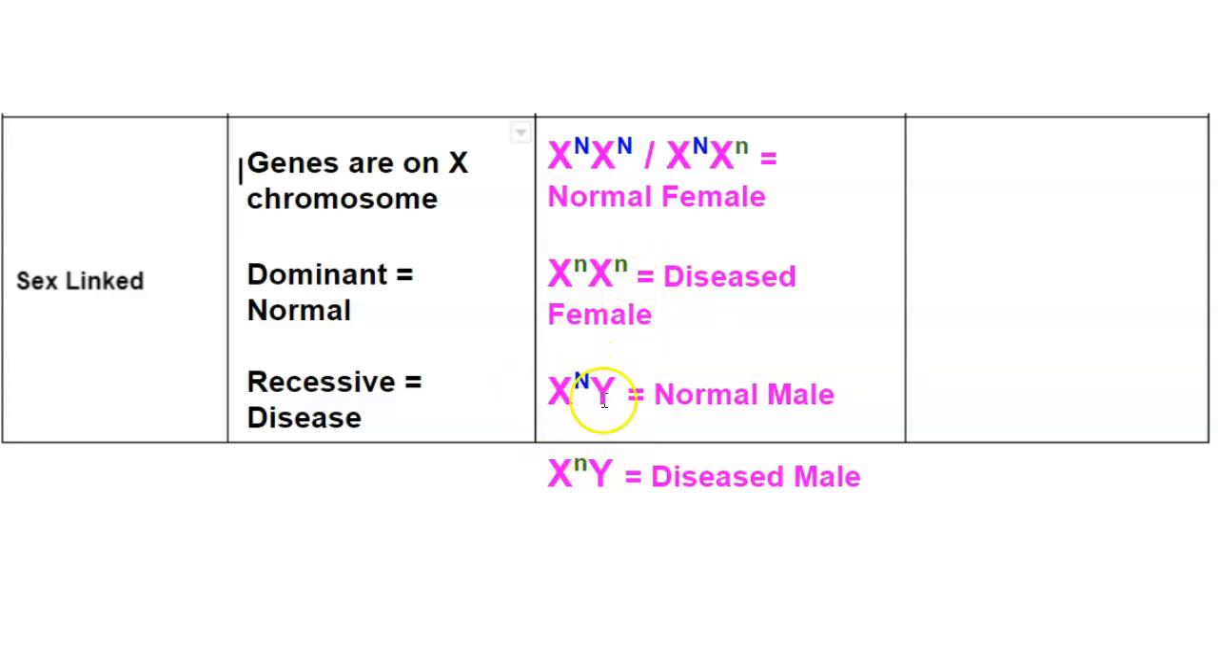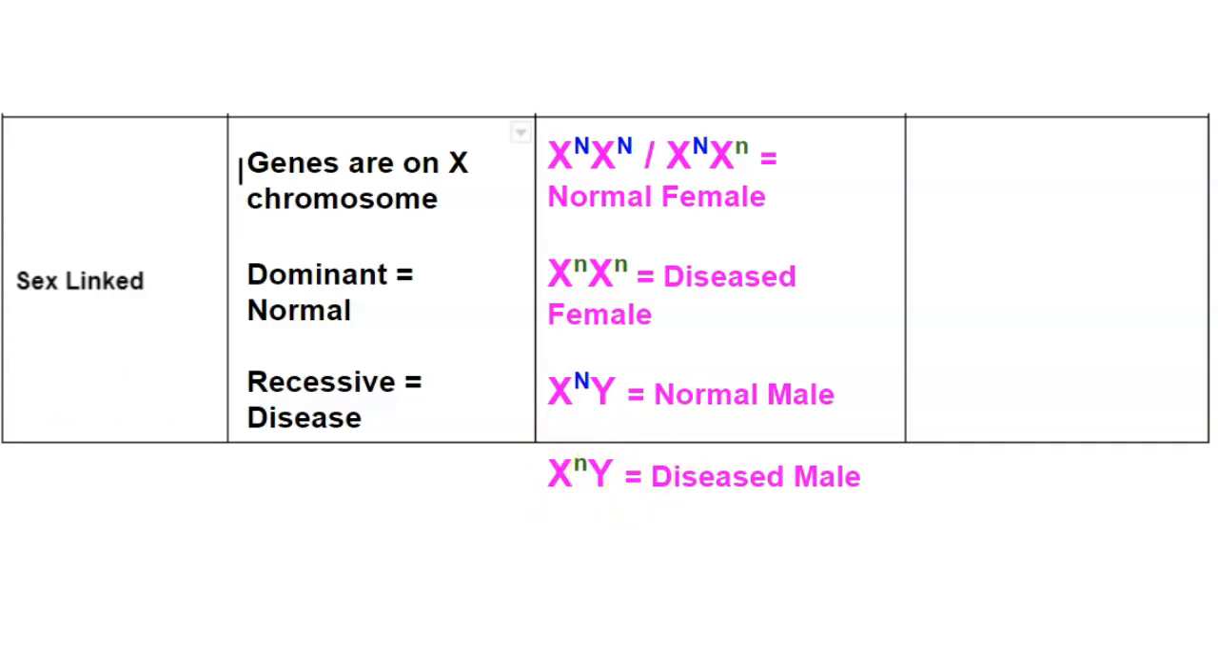If it's a male, they're going to have an X and a Y, so they're only going to get one letter, because the X gets a letter and the Y doesn't. So they could either have X with a big N and then their Y, and they would be normal, or X with a little n and Y, and they would be diseased.